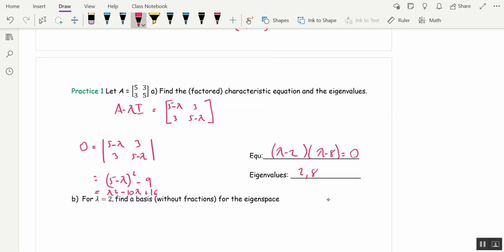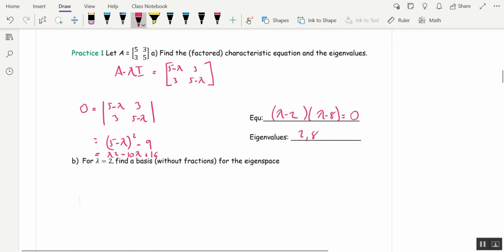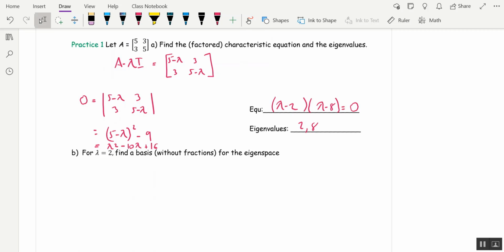Okay, so I wrote down the minimum that I want to see on a test. Minimum, that's it. Now I'm going to write down the minimum I want to see here. For lambda equals 2, find a basis without fractions for the eigenspace. So lambda equals 2. I'm going to write down which eigenvalue I'm using. And then A minus 2I augmented with 0 is the matrix.